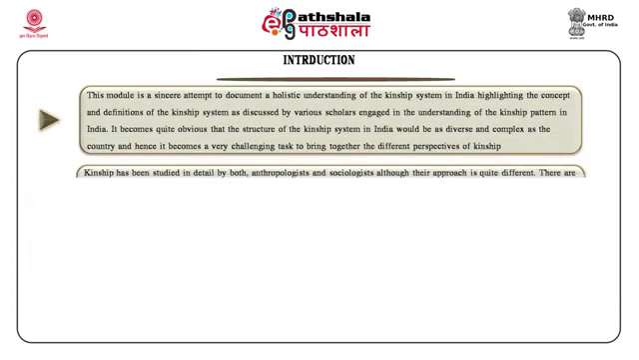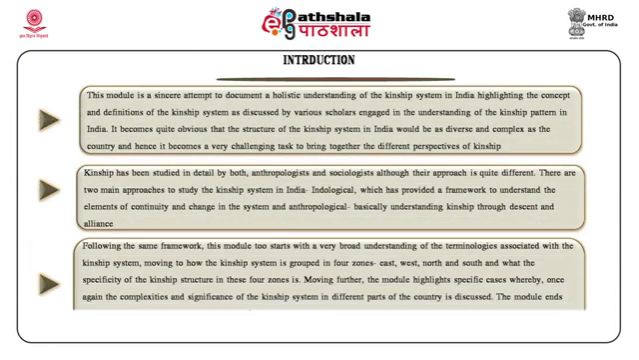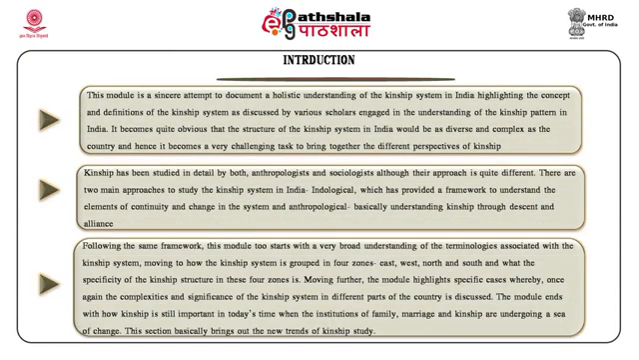Introduction. What the module aims to highlight. This module is a sincere attempt to document a holistic understanding of the kinship system in India, highlighting the concept and definitions of the kinship system as discussed by various scholars engaged in the understanding of kinship patterns in India. It becomes quite obvious that the structure of the kinship system in India would be as diverse and complex as the country, and hence it becomes a very challenging task to bring together the different perspectives of kinship.